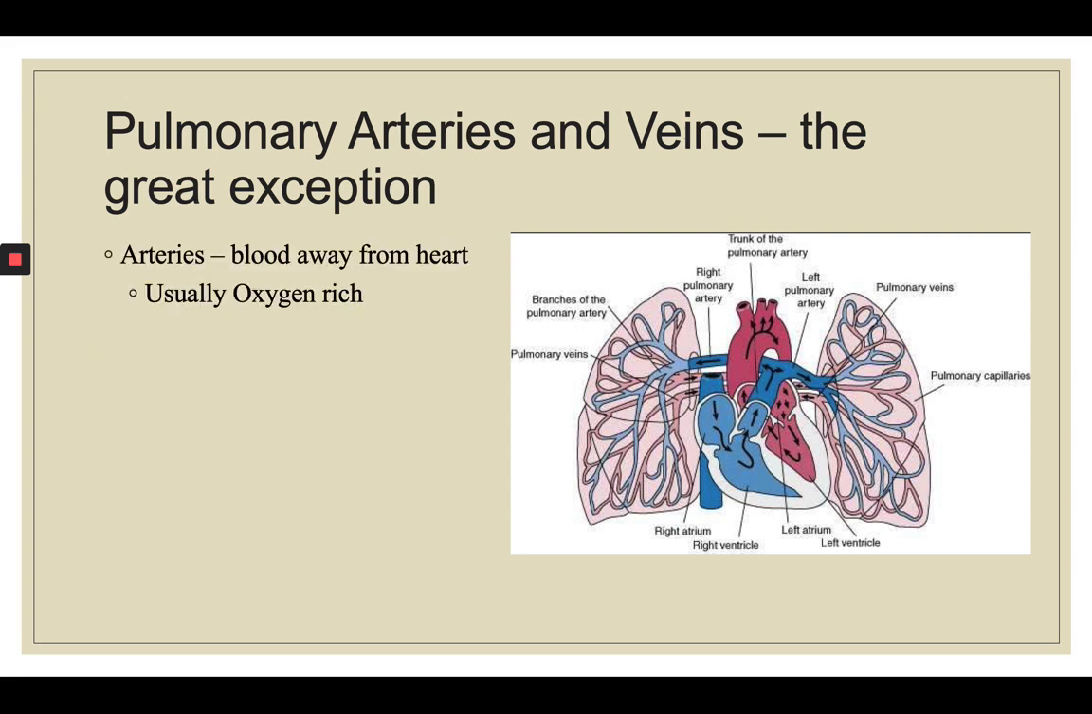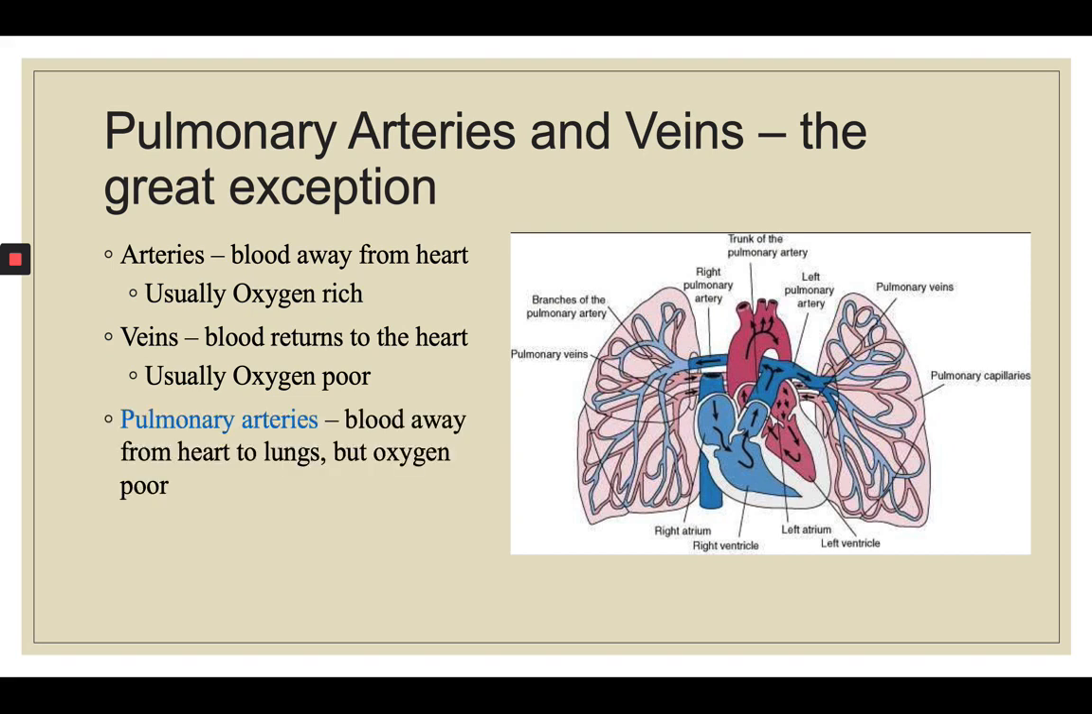Like I said, arteries, blood away from the heart, and they're usually oxygen rich. Veins, blood back to the heart, usually oxygen poor. But your pulmonary arteries, which are right here going to your lungs, actually carry blood away from the heart to the lungs, which is why we call them arteries, but they're oxygen poor. There's no oxygen there because they're going to the lungs.